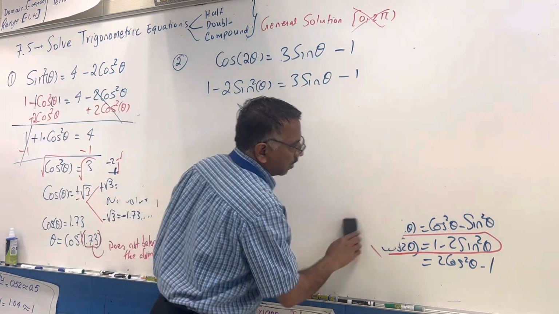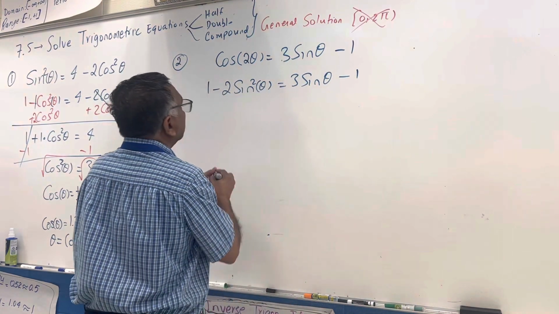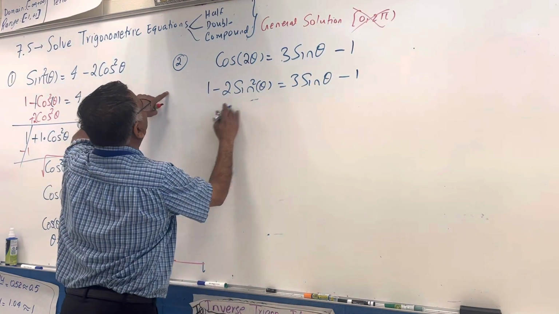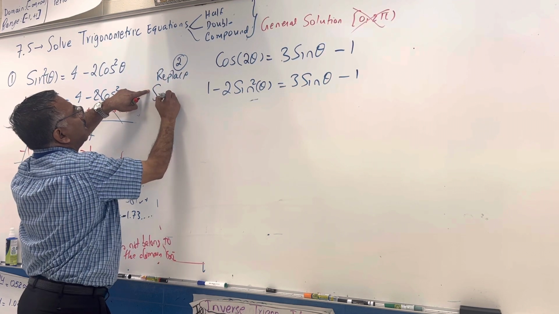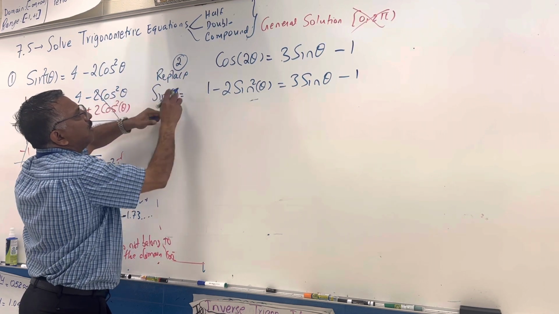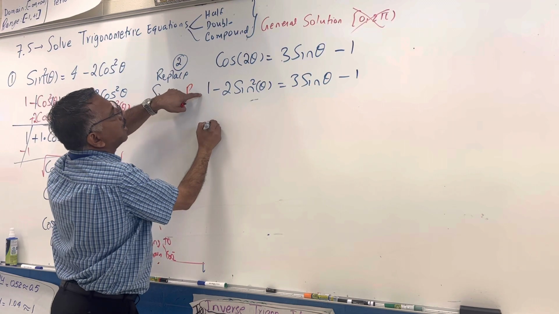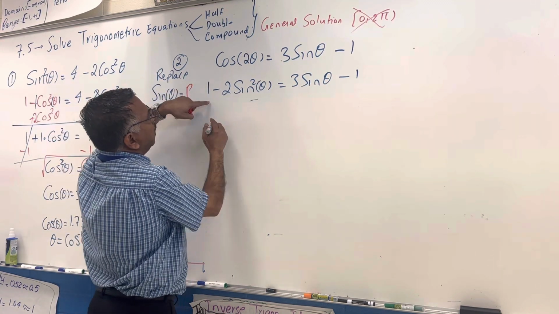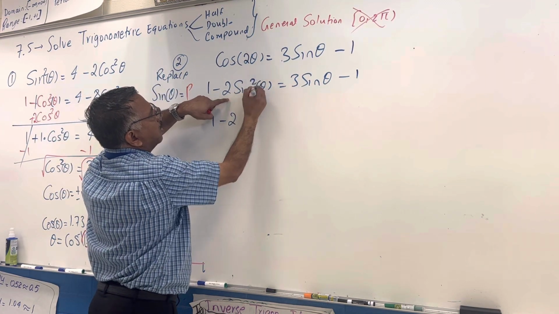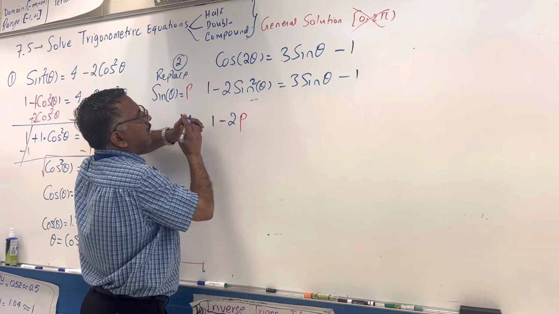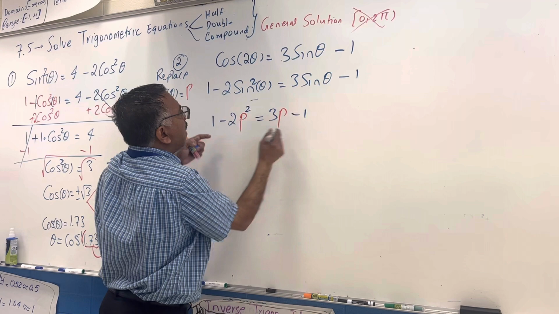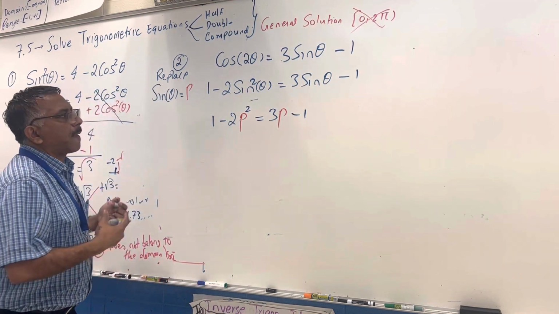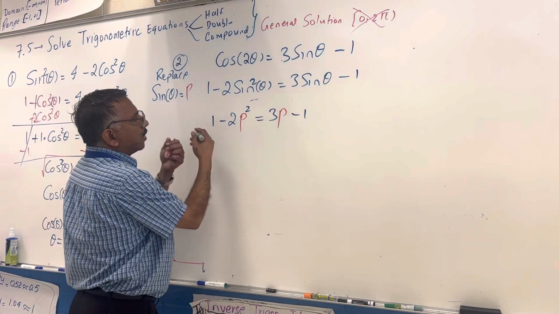So in place of sine theta, let's replace it to make it a little easier with p. So this whole thing will be 1 minus 2, and because there is a 2, I'll put this p squared, equals 3 p. So we get an easier equation, and we try to get everything on the left side.